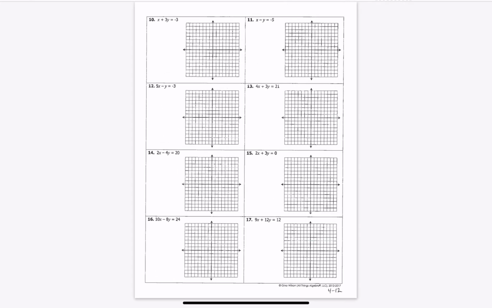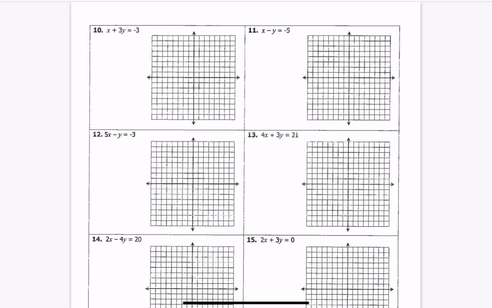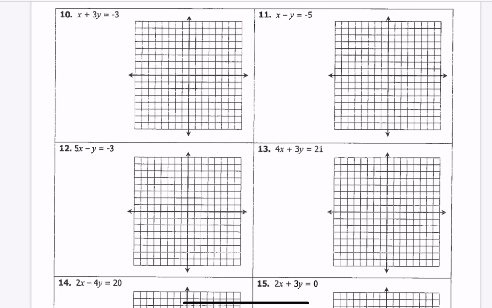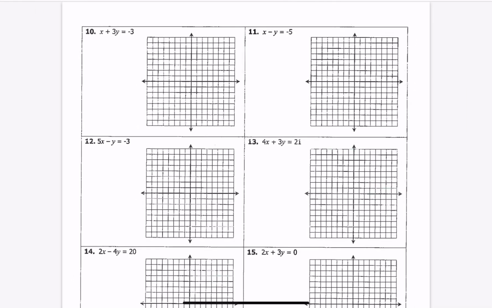Okay, for these notes, we're on page 412, and we're still graphing linear equations, but now we don't have our equations in slope-intercept form. So there's an added wrinkle here. Let's just quickly review. You have all the skills you need to do this, but let's just review.